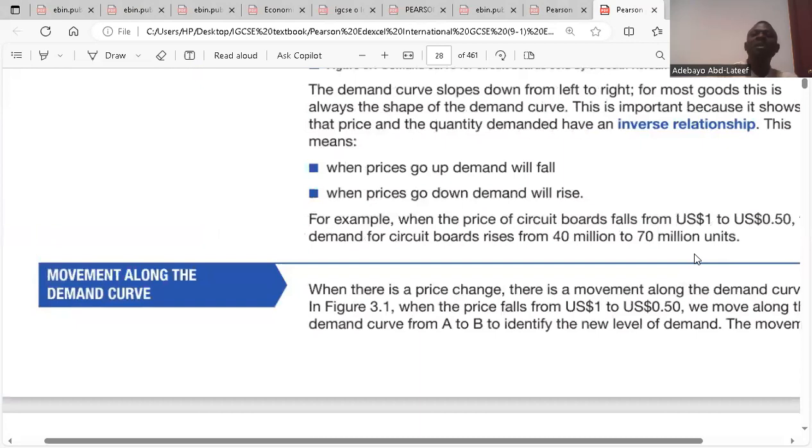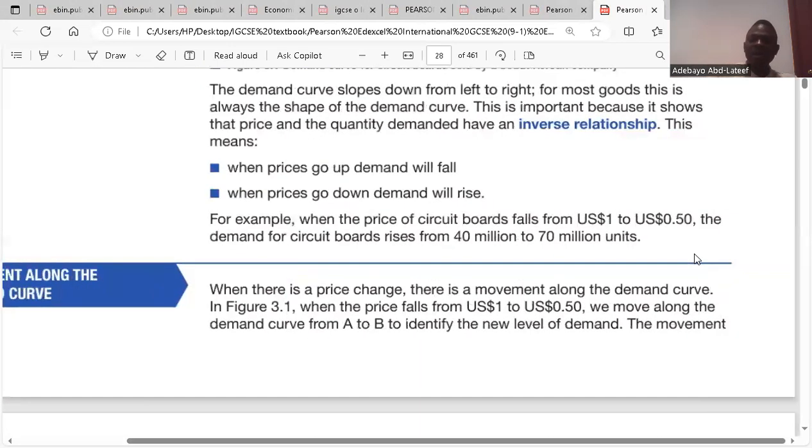I've talked about it. Now, movement along the demand curve. We're talking about a cause that makes the demand curve move along its curve. And this could be as a result of a change in price. A change in price will cause the demand curve to move, either contracting or expanding. So whenever there's a change in price, what we should expect in demand is called movement along the demand curve.